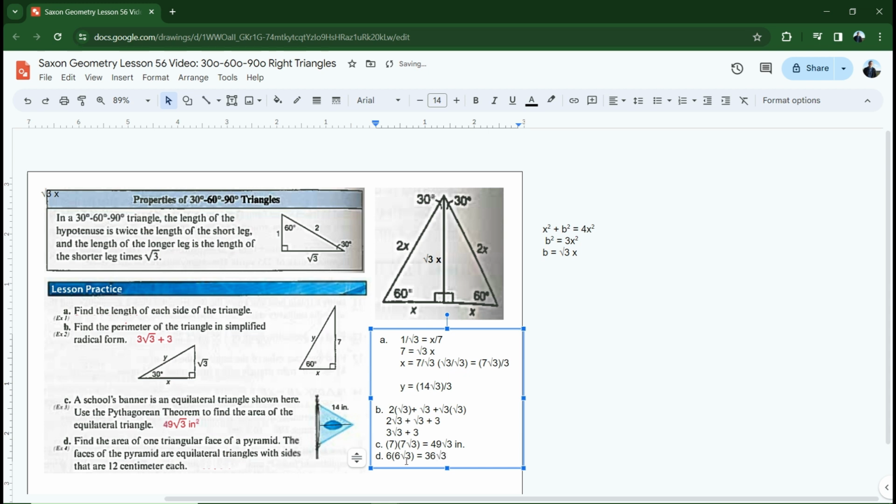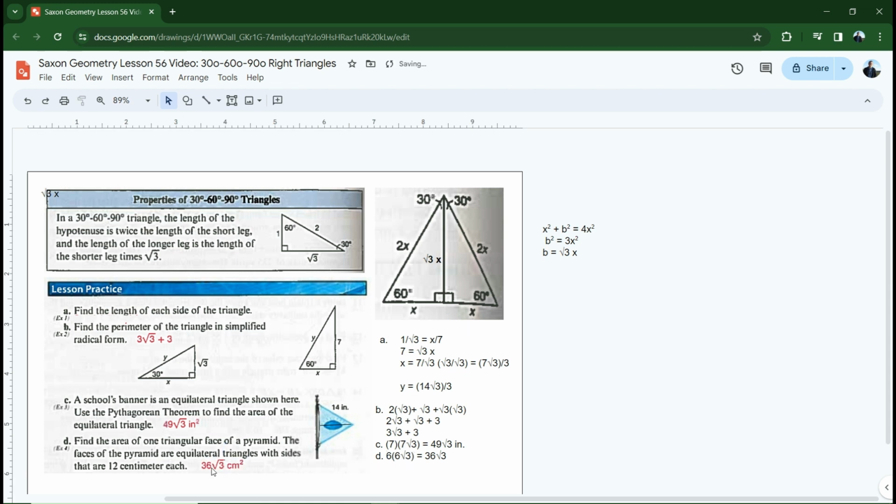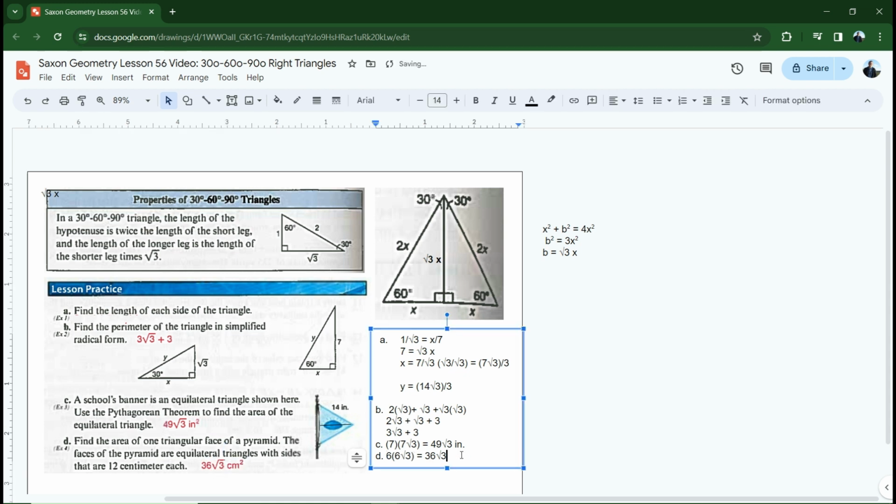I would have to multiply it by 1/2 to get one of the 30, 60, 90 triangles because the area of a triangle is 1/2 the base times the height. But then there's 2 of them, so I have to multiply by 2. So I'm multiplying by 1/2, and then I'm multiplying by 2. I end up with this. Let's just make sure this is correct. 36 square root of 3, and again, it's centimeters squared.